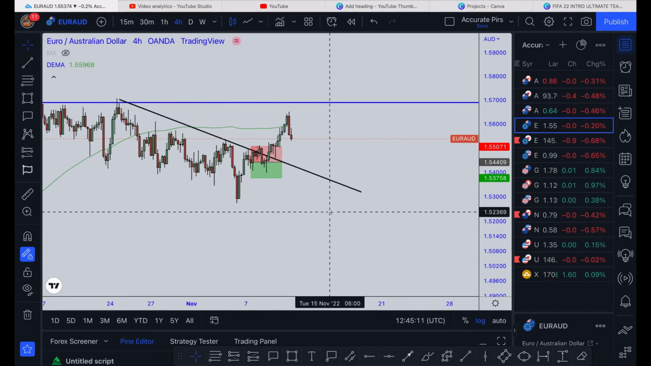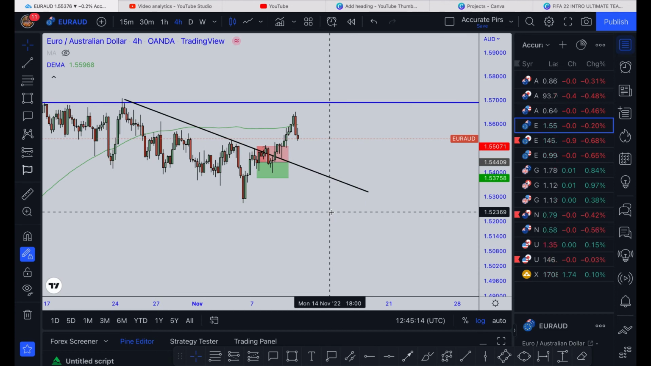This is the whole reason why I don't do trend lines, because I don't really have a consistent win rate when I do trend lines.